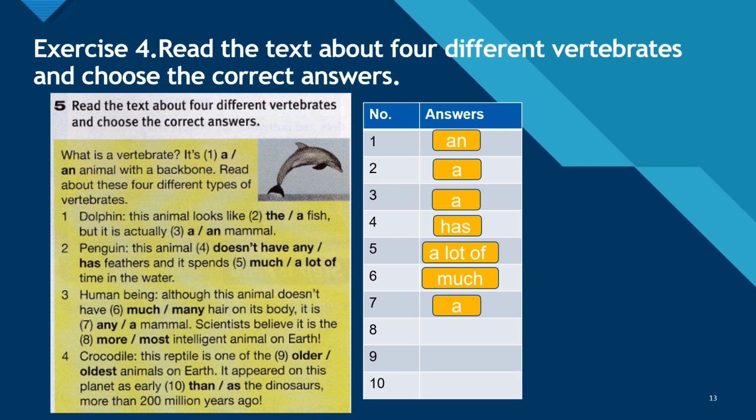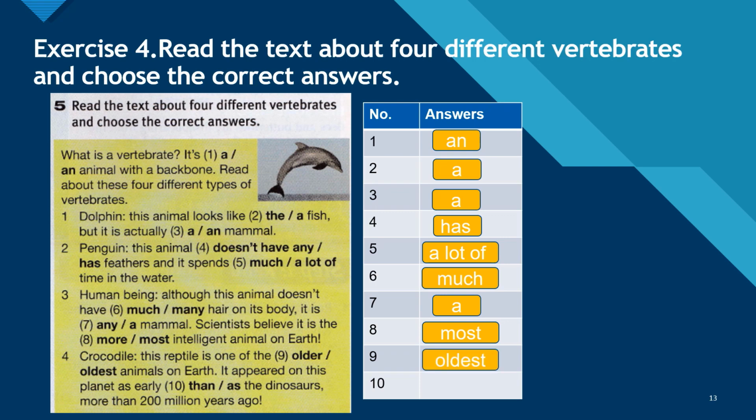Okay, scientists believe it is the most intelligent animal on earth. You can see here the more or the most. Because it is the, it is a superlative, so the answer is most intelligent. Okay, last question. Crocodile. This reptile is one of the oldest animals on earth. Here again you can see the word the, and the choices of answer are older or oldest. The is for superlatives, so superlatives end in est.